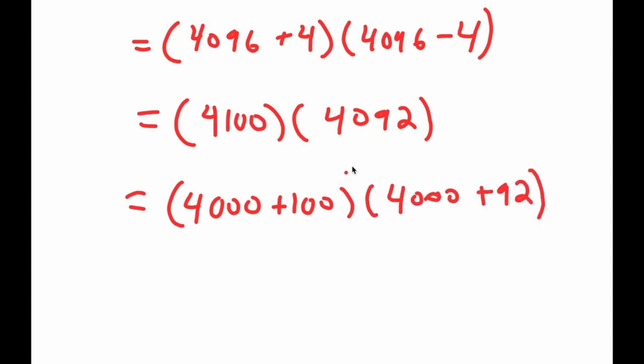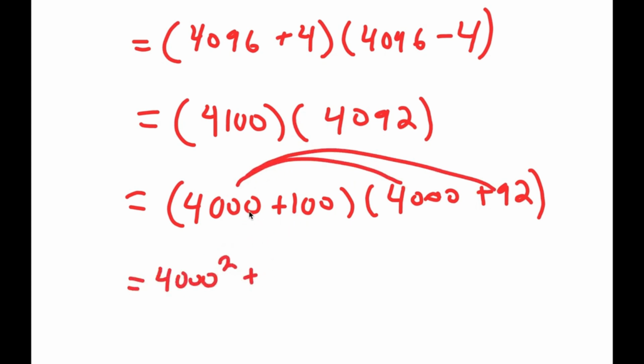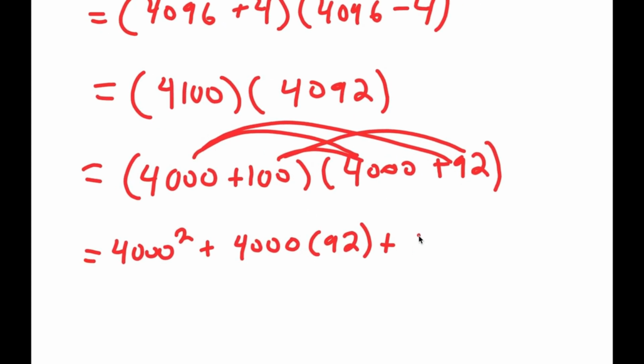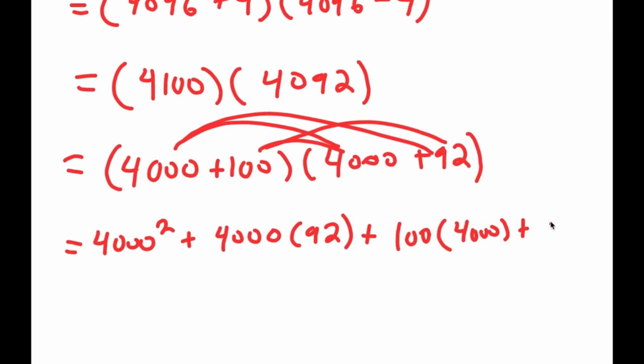Now the reason I did this is because now I can distribute. So I'm going to distribute 4000 first. 4000 times 4000 is 4000 squared. Now 4000 times 92. And now I have this plus, I can distribute the 100. So I have 100 times 4000 plus 100 times 92.